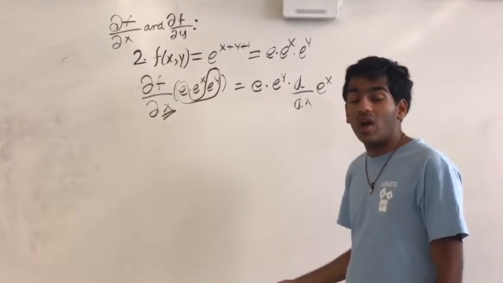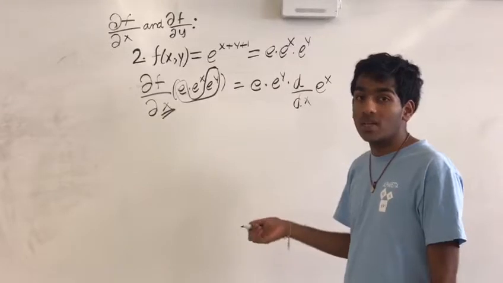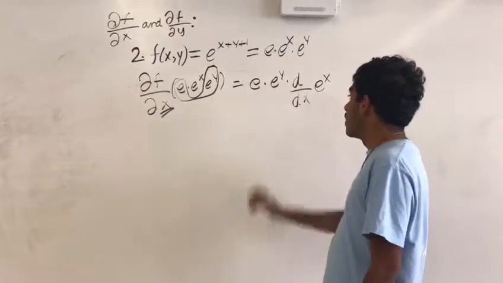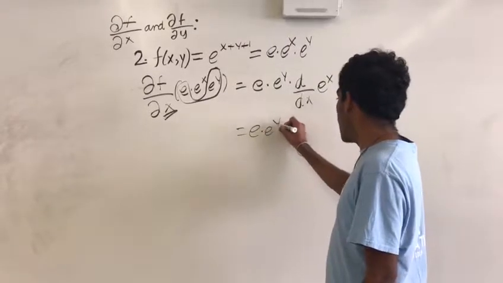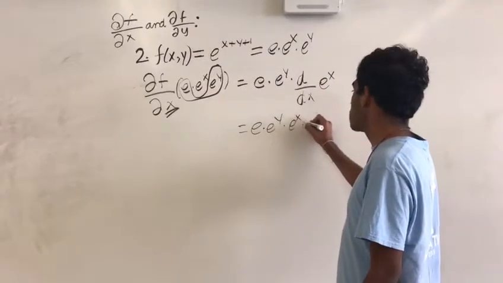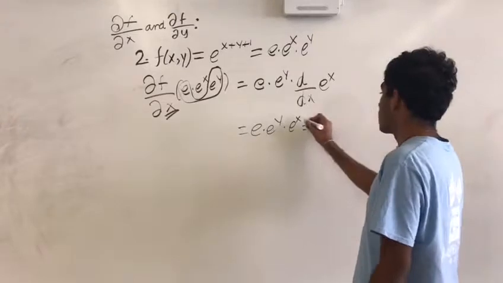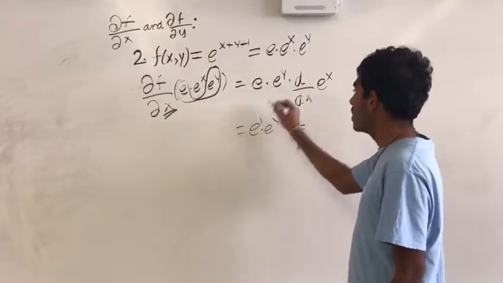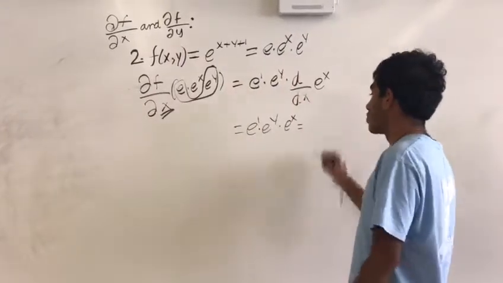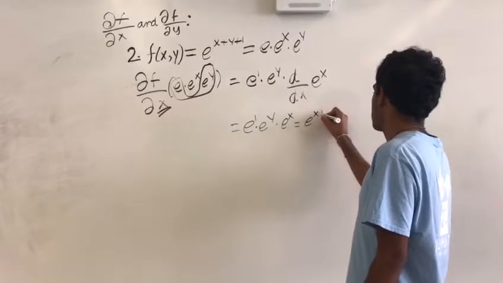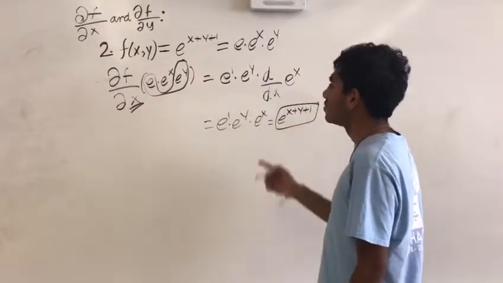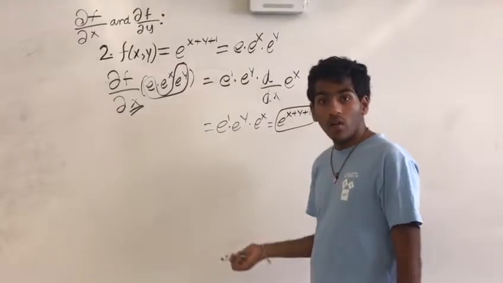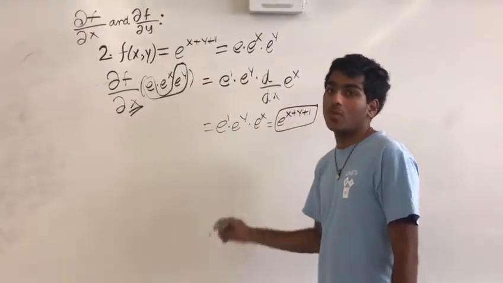For those of you who don't, I will be uploading a proof of why it is so later. Anyway, so that is just going to give me e times e raised to the y times e raised to the x, which is the same old function, because I can just add up the powers. E is just e raised to the 1, if you haven't noticed already. E raised to x plus y plus 1. Hey, it's the same old function. We're done, but not done, because we got to find the second part as well.